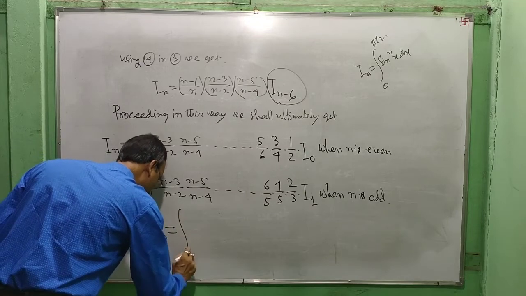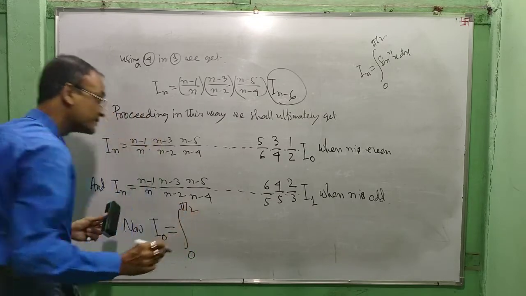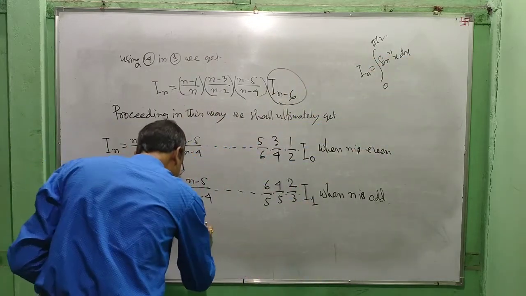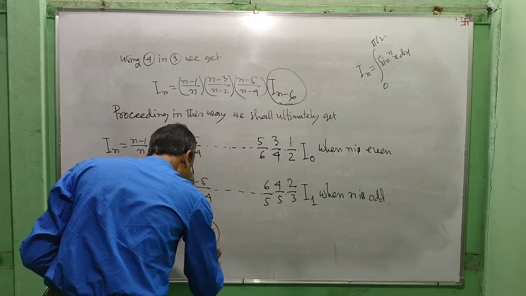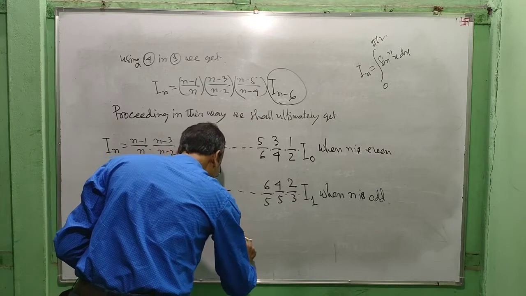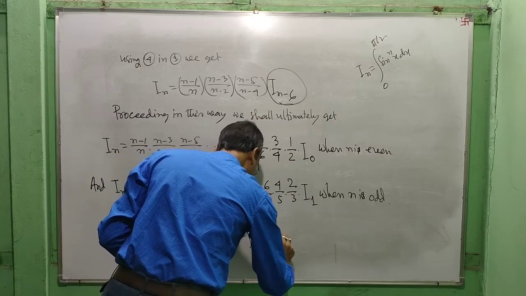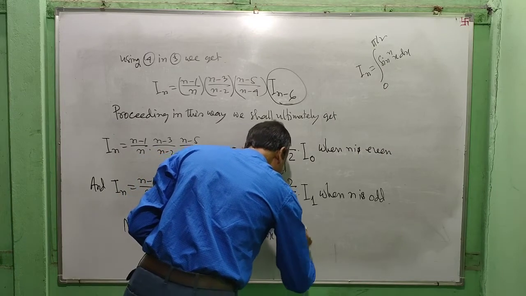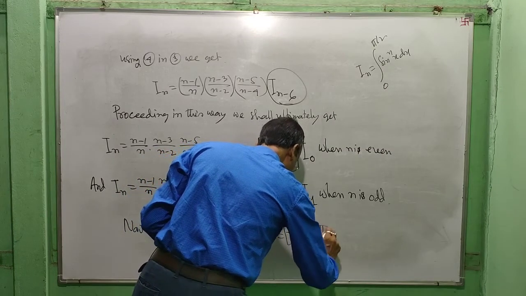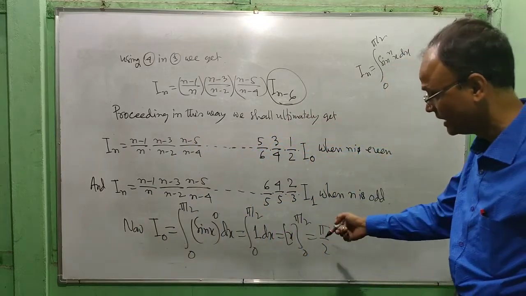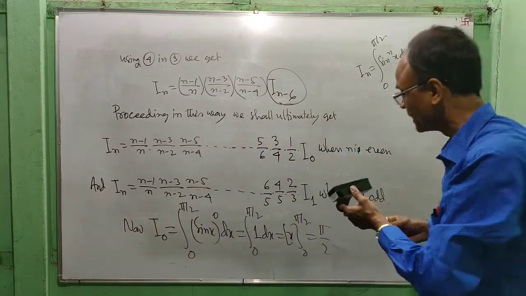I0 will be equal to the integral from 0 to pi by 2 of sin x whole to the power 0 dx, equal to the integral from 0 to pi by 2 of 1 dx, equal to x from 0 to pi by 2. The value will be pi by 2 minus 0, equal to pi by 2. I0 will be equal to pi by 2.